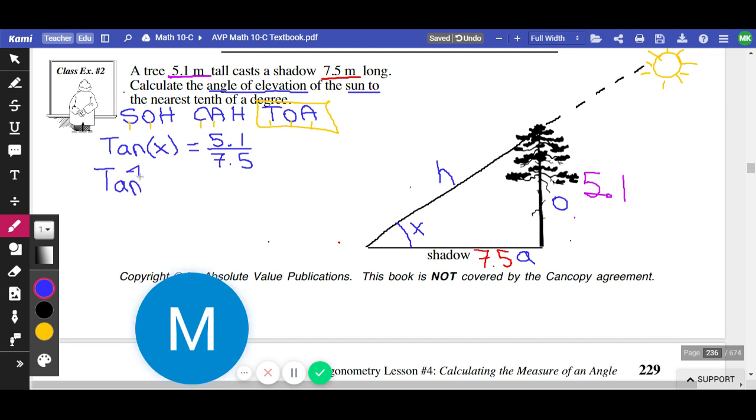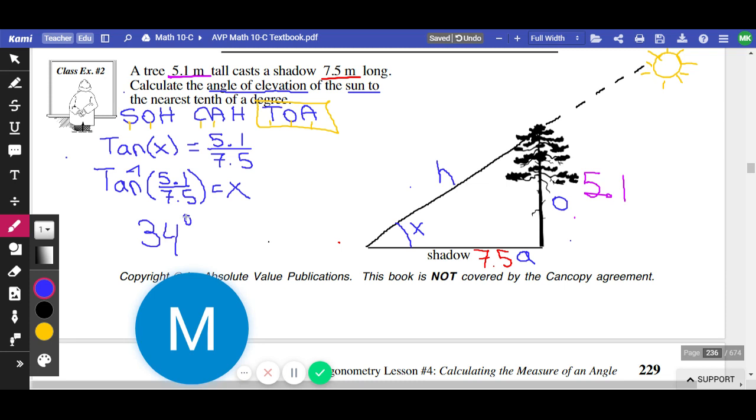And any time I'm calculating an angle, I do second: second tan, second cos, second sine, one of those three. When I do that, it switches them spots, right? So my ratio is now inside, the x is on its own, which everybody enjoys. You go second tan, bracket, 5.1 divided by 7.5, and you get 34 degrees.